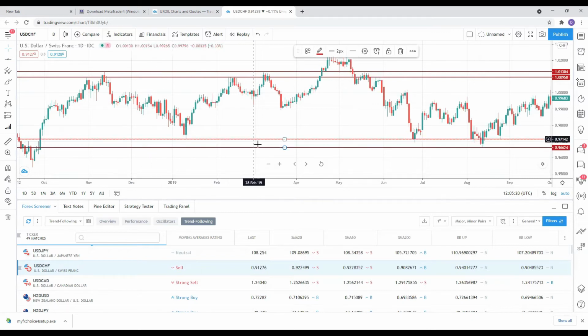Support may be this zone here. How did I determine that support could be this zone? There was one touch. This was a low point. There was a touch right here, but the price went slightly lower.